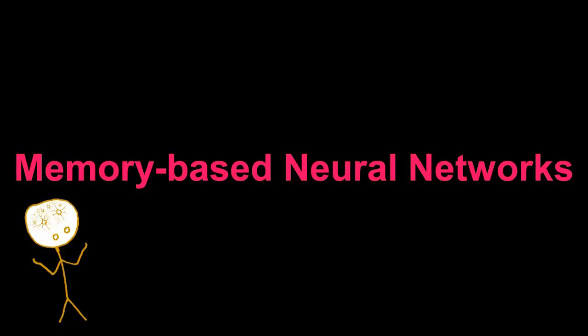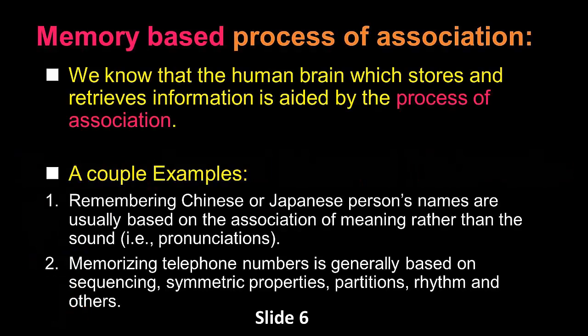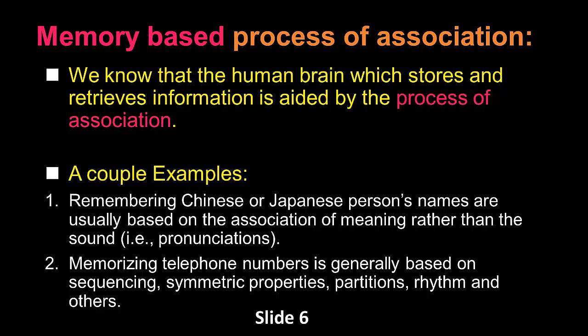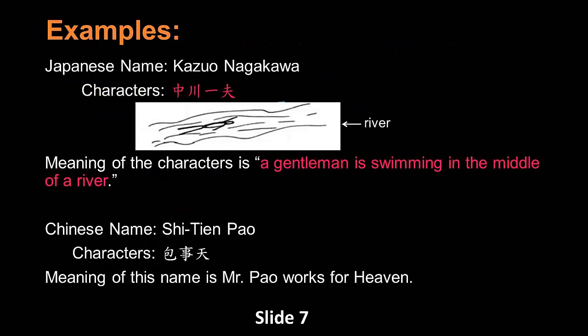Let's go on to memory-based neural networks. Memory-based on process of association. We know that the human brain, which stores and retrieves information, is aided by process of association. A couple of examples. First, remembering Chinese or Japanese persons' names are usually based on the association of meaning rather than pronunciation. Secondly, memorizing telephone numbers is generally based on sequencing, symmetric properties, partitions, rhythm, and others.